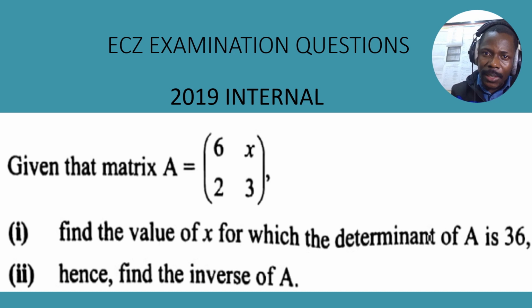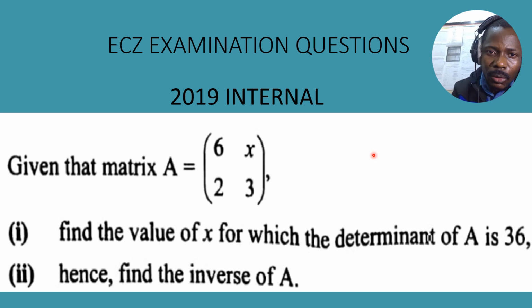Straight into ECZ exam questions. Here we're going to look at this question that came in the 2019 internal paper. Given that matrix A is equal to 6, 3, 2, and x, find the value of x for which the determinant of A is 36. Hence, find the inverse of A. This is our matrix that is presented to us there.